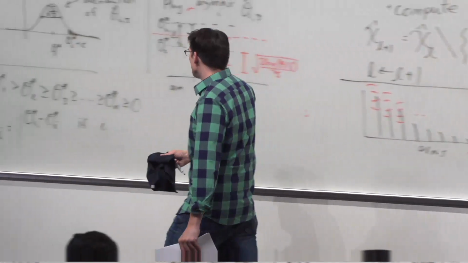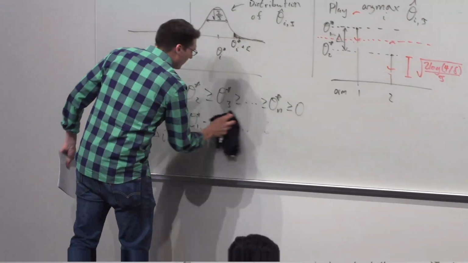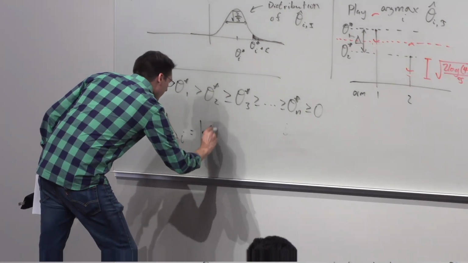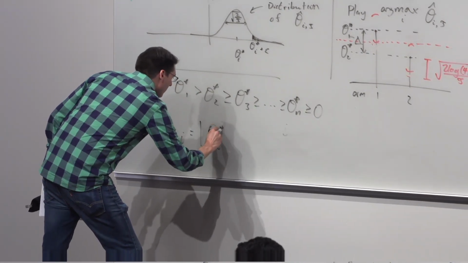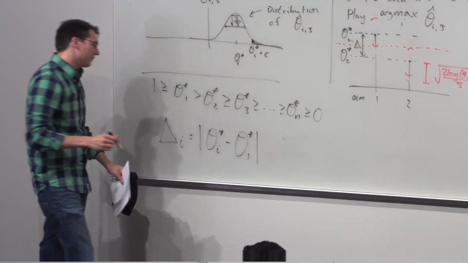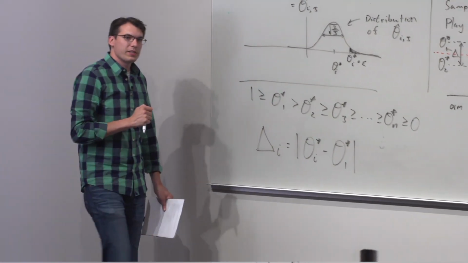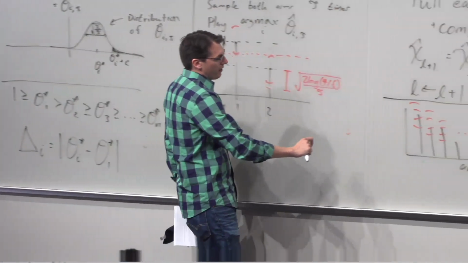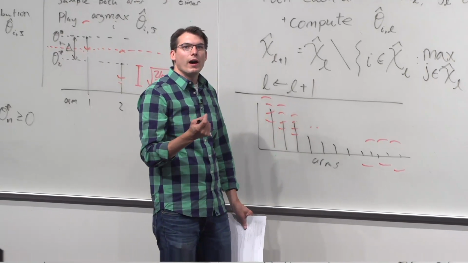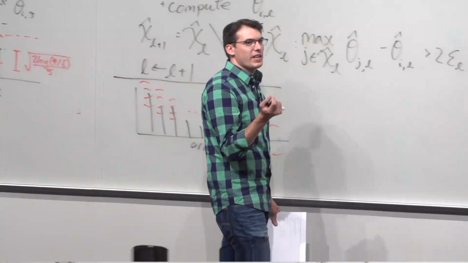The gap, big delta I, is just the difference between the best arm and the ith arm. It's a positive number. And for delta 1, it's the gap between the best one and the second best.